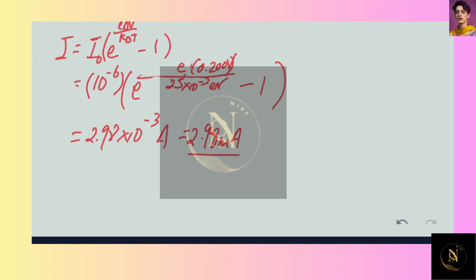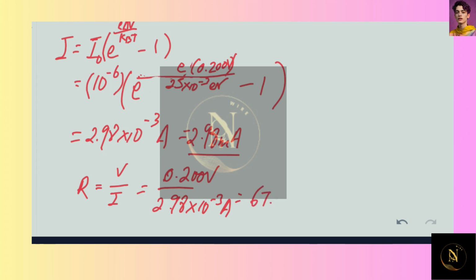Now using this, we can find the resistance of the diode. It's just V over I, where V is delta V, and the current is 2.98 times 10 to the power minus 3. Delta V is 0.2 volts. We should get 67.1 amperes. Sorry, not amperes, 67.1 ohms.